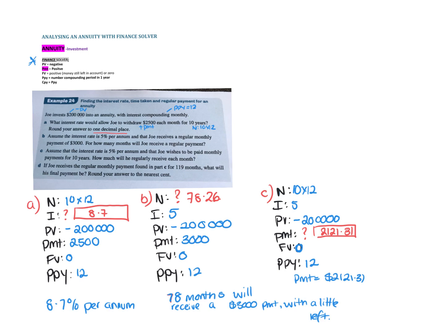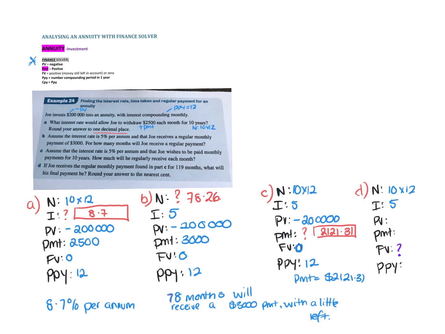All right, and then D: if Joe receives the regular payment found in C for 119 months, what will the final payment be? Because 10 years times 12 would be 120. So we want the final payment. Remember what I said, when you're doing the final payment, you want to go to the end of the scenario and find out what PPY is. So we're going to the end of the scenario, which would be 10 times 12.